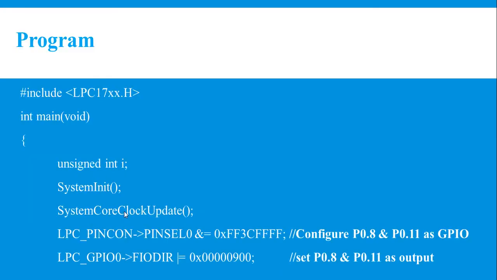Then with the help of the pin selection 0 register, you are configuring the 8th pin and 11th pin as GPIO. This is a command, an instruction. This pin selection 0 comes under the pin configuration structure, and you saw the value earlier. With the help of the FIODIR register, you are setting the direction of the 8th pin and 11th pin of port 0 as output. This direction register comes under LPC_GPIO0, since you are changing the 8th and 11th pins corresponding to port 0, so it comes under the structure LPC_GPIO0.